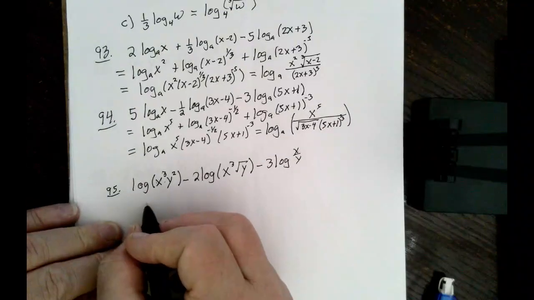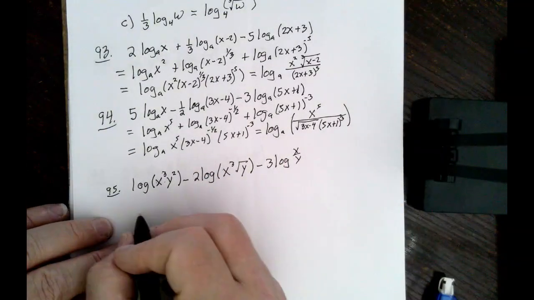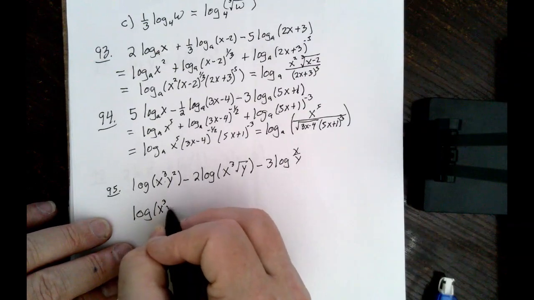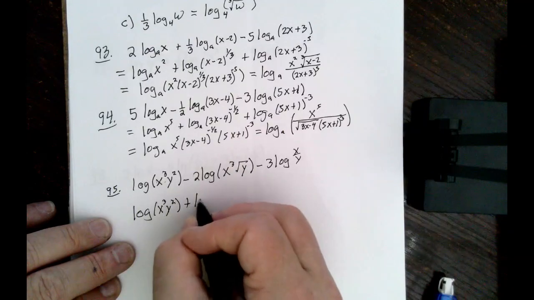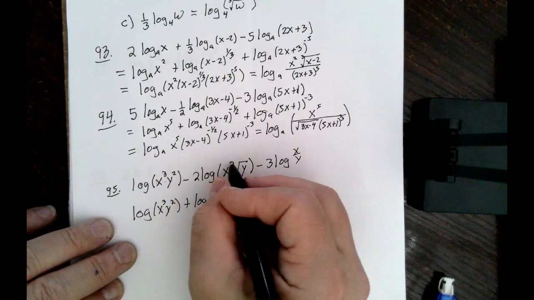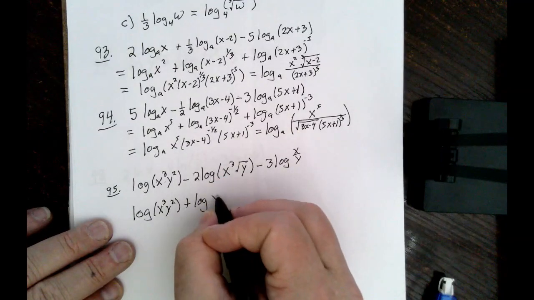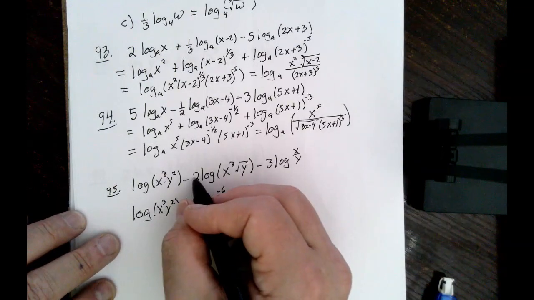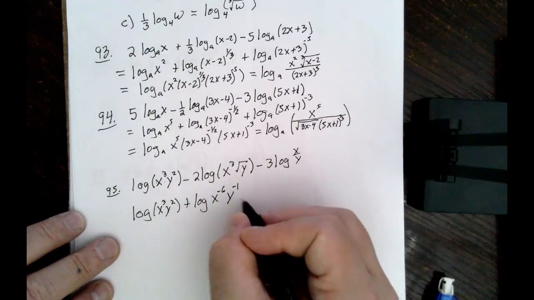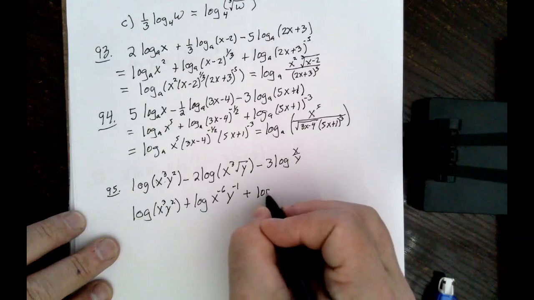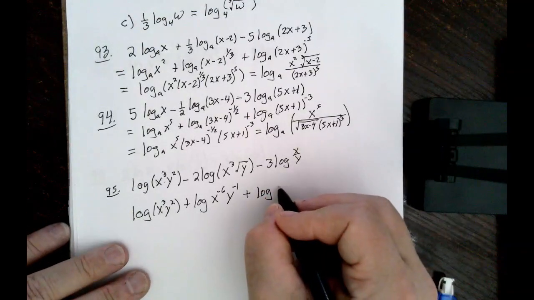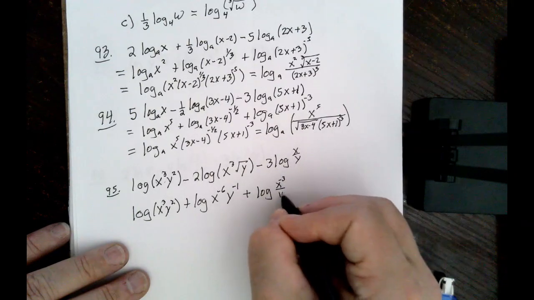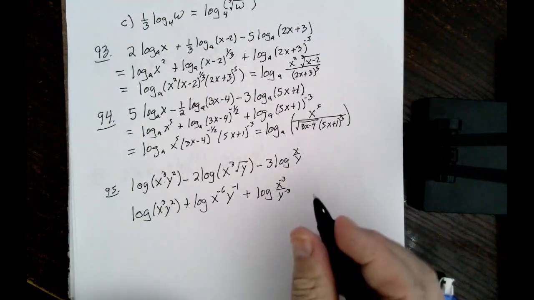Okay, and now this one, you want to bring the 2 into the exponent, so you get log of x cubed y squared plus log of a negative 2 exponent times 3 is negative 6. And this is an exponent of 1/2. 1/2 times the negative 2 is a negative 1. And this becomes log of x to the negative 3 over y to the negative 3. They're both raised to the negative 3 power.